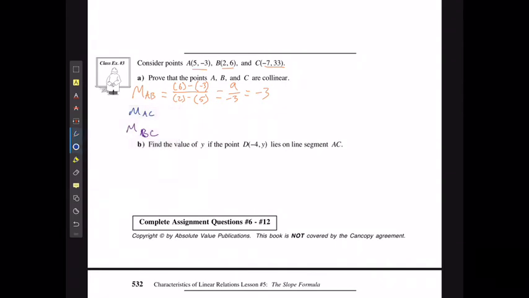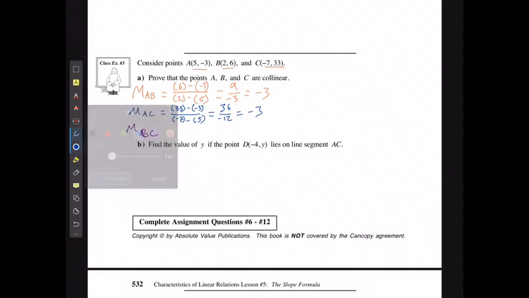If I'm going to AC, then I'm going to say that I have 33 on the top for Y and negative 7 on the bottom for X, minus negative 3 on the top for Y and 5 on the bottom for X. 33 minus negative 3 is going to give me 36, and on the bottom, negative 7 minus 5 is going to give me negative 12. 36 divided by negative 12 is negative 3. Looks good so far.